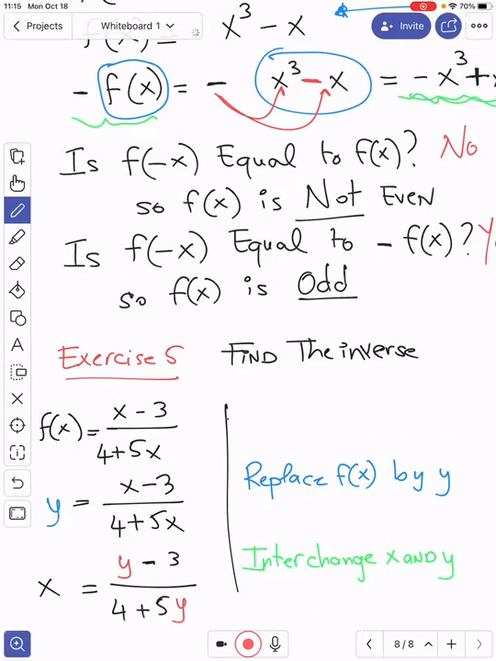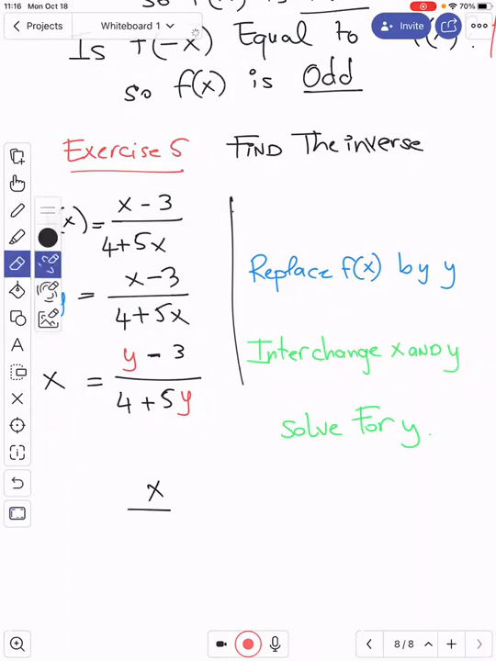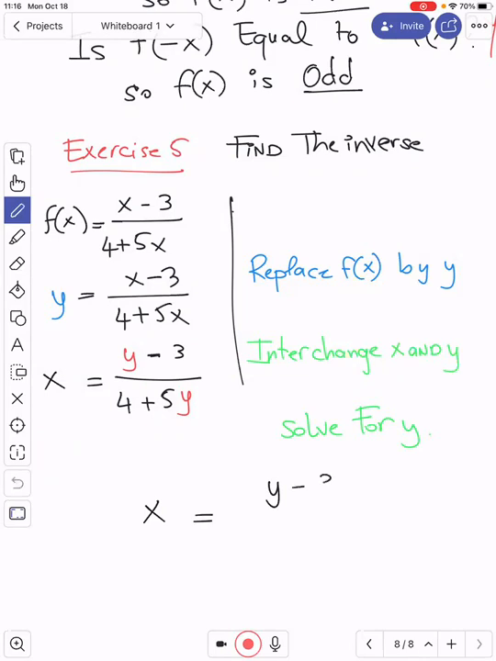All right. Now the last step, and the most important step, actually: you need to solve for y. That's how you get the inverse. I think we discussed this Wednesday last week, but let me just remind you. So we have x equal to y minus 3 over 4 plus 5y.